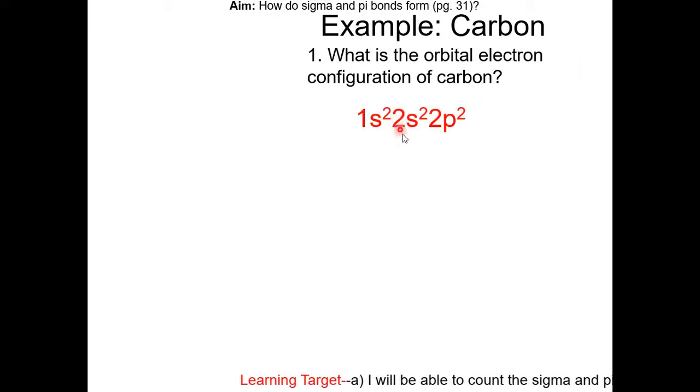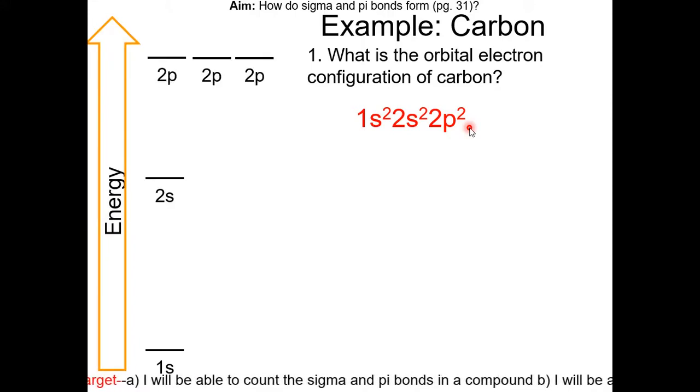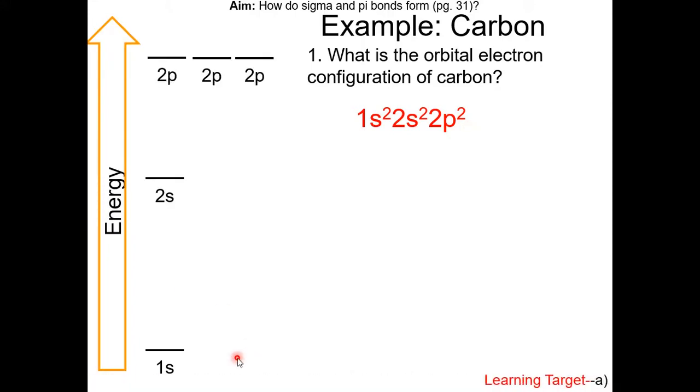The example we're going to use is carbon. What is the orbital electron configuration of carbon? If you recall, carbon has 6 electrons, so the orbital electron configuration is 1s2, 2s2, and 2p2. If you were to draw the energy diagram, it will look like this. There are 2 electrons in the 1s orbital, 2 electrons in the 2s, and 2 electrons in the 2p.